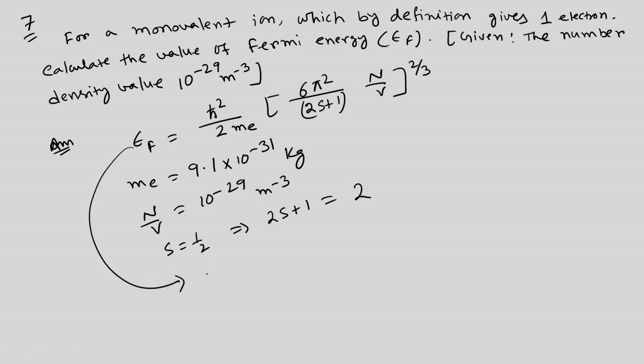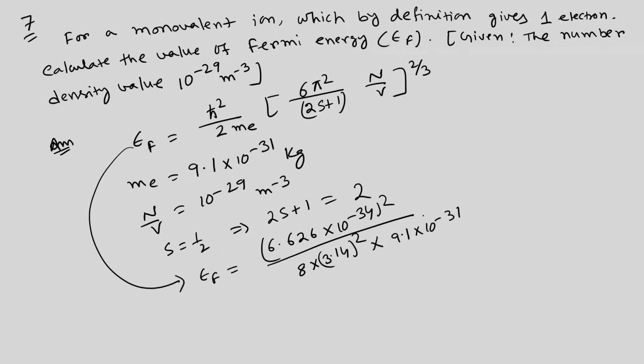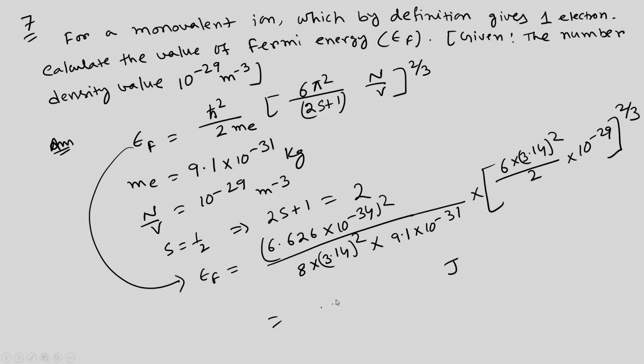Now, if we substitute all here, we get epsilon f equals 6.626 times 10 to the minus 34 whole squared, divided by 8 times 3.14 squared times 9.1 times 10 to the minus 31, times 6 times 3.14 squared by 2 times 10 to the minus 29, to the 2 by 3, and you get the answer in joule, since we consider all here in joule unit.